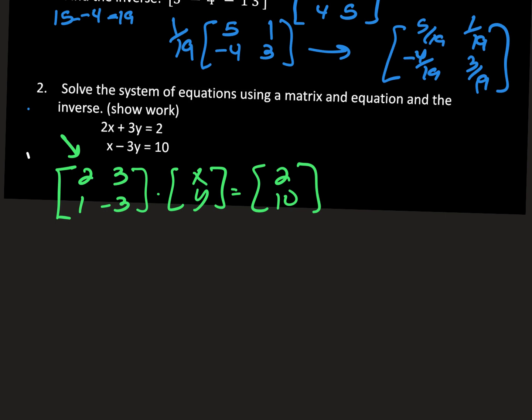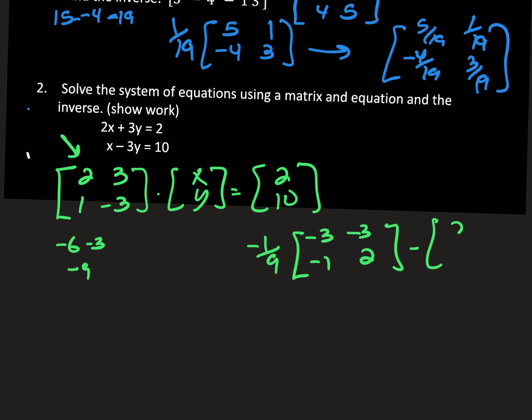I'm going to do what's called the determinant. I'm going to multiply, subtract. So I'm going to go -6 minus 3, which is -9. Flip it, which is -1/9. Put it in the front. Switch the first and fourth numbers. Change the signs on the second and third. And I'm going to multiply that by what's already over here. And that's going to give me my x, y, which is what we did in class yesterday.